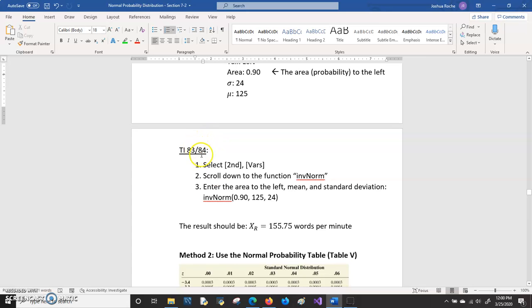On the TI calculator, you'll use inverse norm. And when you use that, the first thing you put in is the area, but keep in mind that it's the area to the left. So still putting in 0.90, then you put the mean and the standard deviation. And your result should come out to 155.75 words per minute.